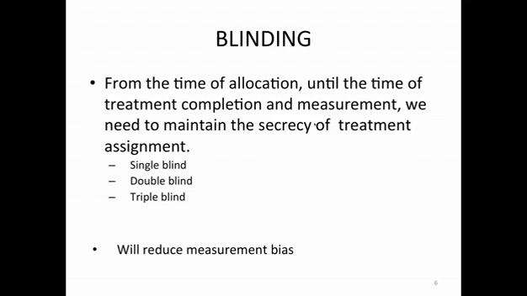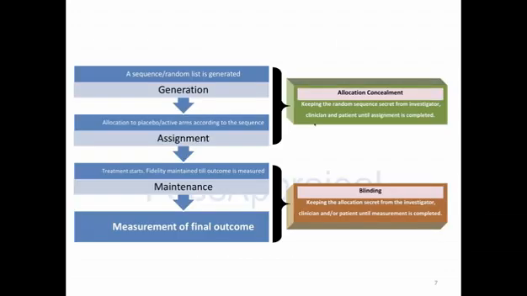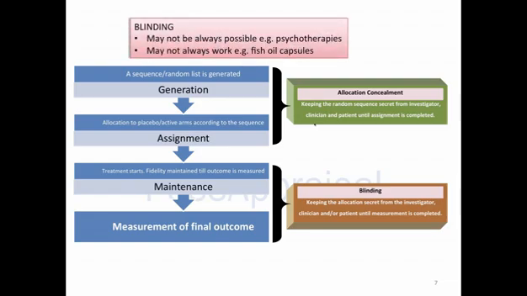As shown here, blinding will reduce measurement bias. This flowchart shows the relationship between allocation concealment and blinding. As you can see, allocation concealment refers to preserving the sequence from the time of generating random sequence till the time of allocating patients to the treatment arms. Blinding follows thereafter. Note that blinding may not be always possible.